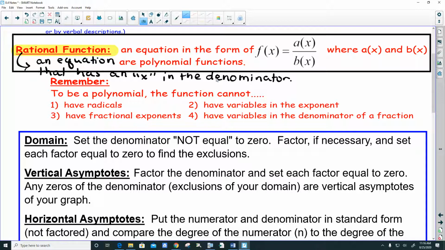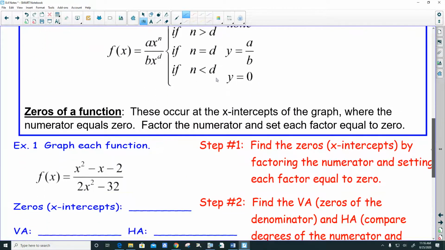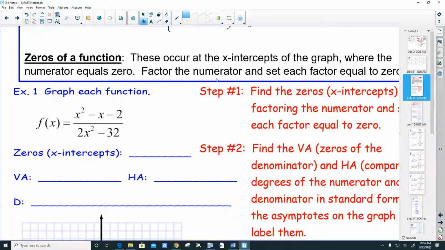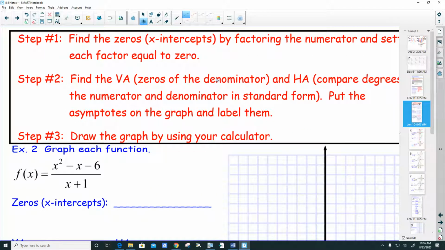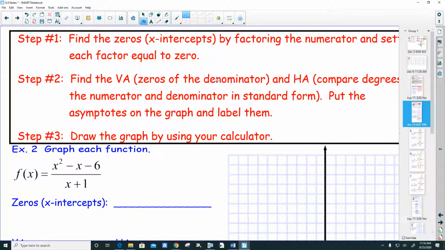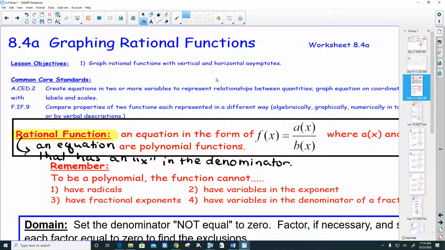So let's take a look at what that equation might look like. If you look at the example down here at the bottom, you can see that in example 1 it's clearly a fraction, and the denominator has a 2x squared minus 32. So this would classify as being a rational function. You can also see on the back, as you look at each of these examples too, there are also x's in the denominator of those functions as well.